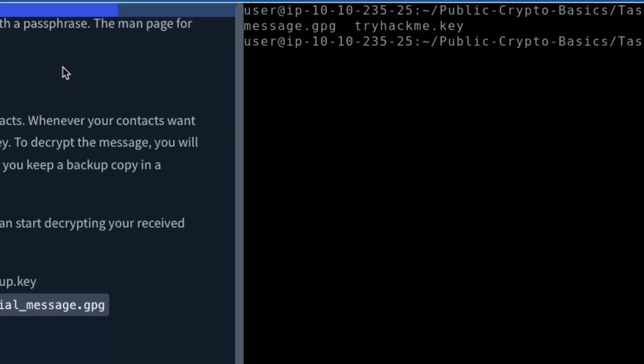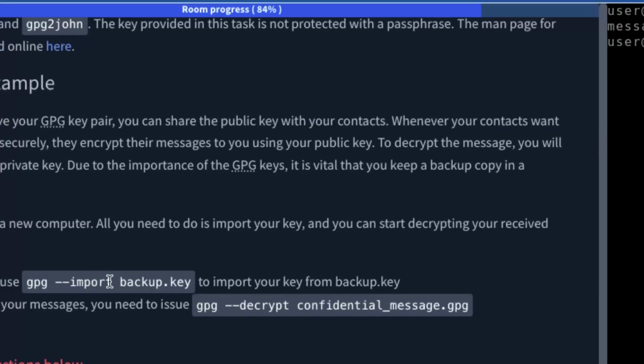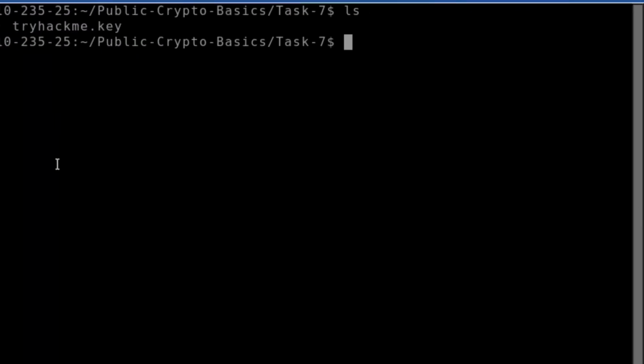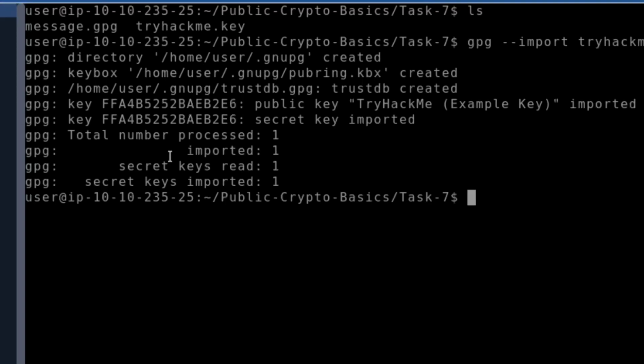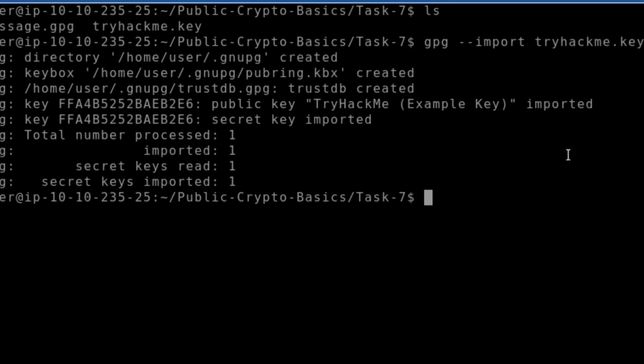So first I'm just going to import the key, just in case it hasn't been imported, by using the import command, and then we're going to use the decrypt command to decrypt the message. So first we're just going to run GPG, and then we're going to do import, and then we're going to do tryhackme.key, and that seems to have done so magnificently.